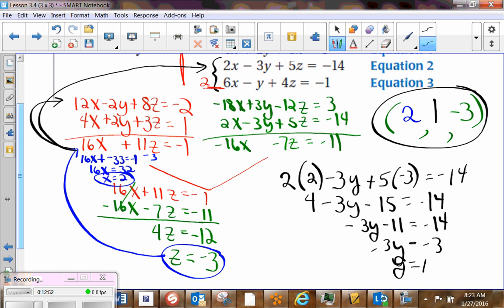Well, that is your answer, but yes, if you wanted to test it, you would plug that in all 3 equations.